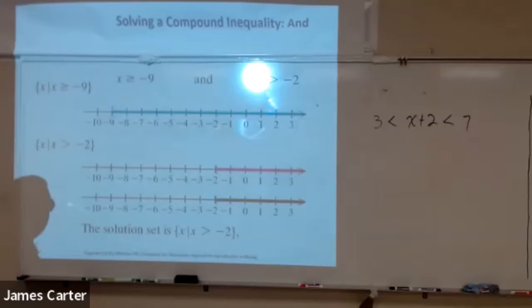Solution set. X is greater than -2. Interval: parentheses, -2 to infinity.